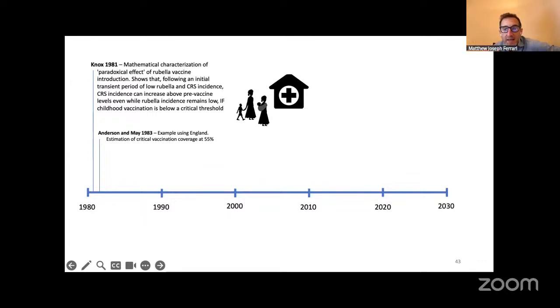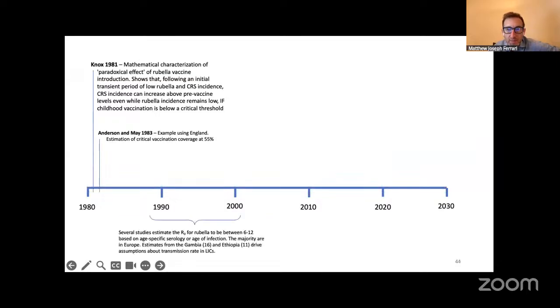A paper by Anderson and May then developed this for the explicit case of the introduction of RCV, rubella-containing vaccine, for England, and estimated a critical threshold of 55%, which was their estimate of high enough. If you're above 55%, then the risk is low enough, and if you're below 55%, then you're in this sort of danger zone. All of this work was done in the context of routine vaccination only, not accounting for the supplementary campaigns that are now commonplace for measles and rubella control in endemic countries.